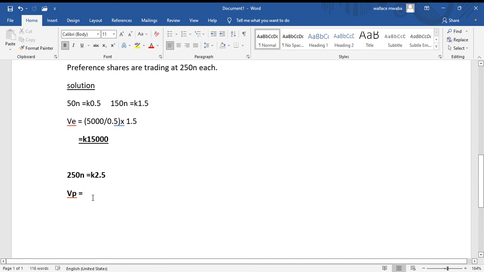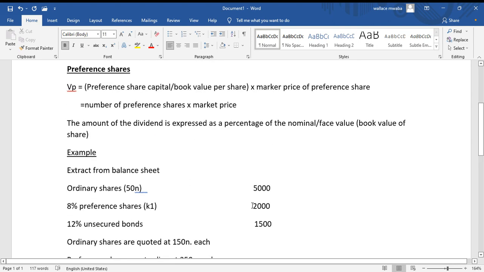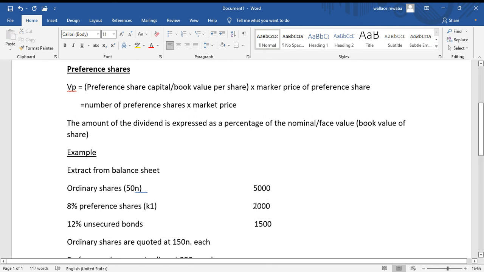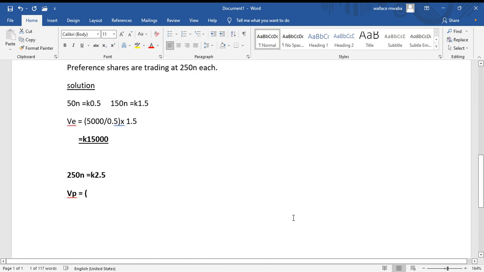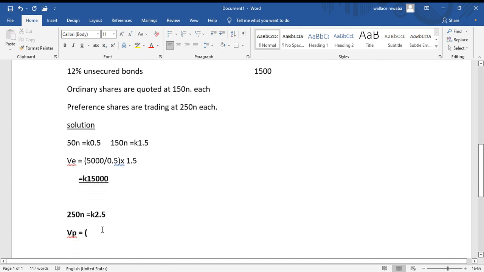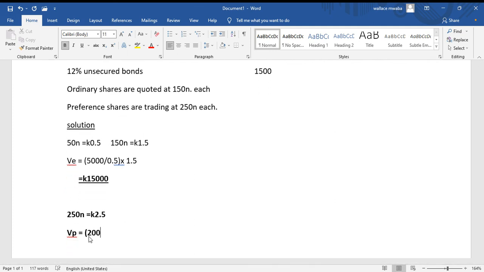So to calculate our value of preference shares, the preference share capital is how much? 2000 kwacha. This is how much of the preference shares we have in our balance sheet. Each preference share has a book value of 1 kwacha, so we say preference share capital, which is 2000, divided by the book value per share, which is 1 kwacha, multiplied by the market price of the preference shares, which is 2.5 kwacha.